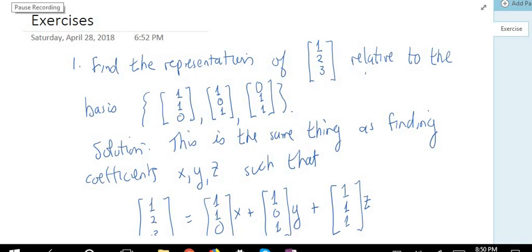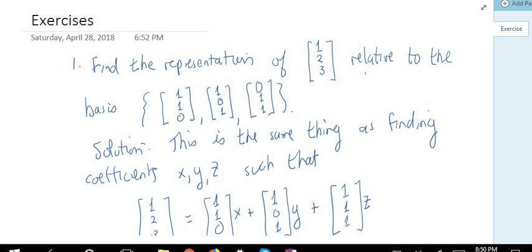All right, I'm going to show three problems that have to do with vector representation. And here's the first one. These are all on OneNote under Vector Reps. Number one says, find the representation of the vector 1, 2, 3 relative to the basis 1, 1, 0, 1, 0, 1, and 0, 1, 1.